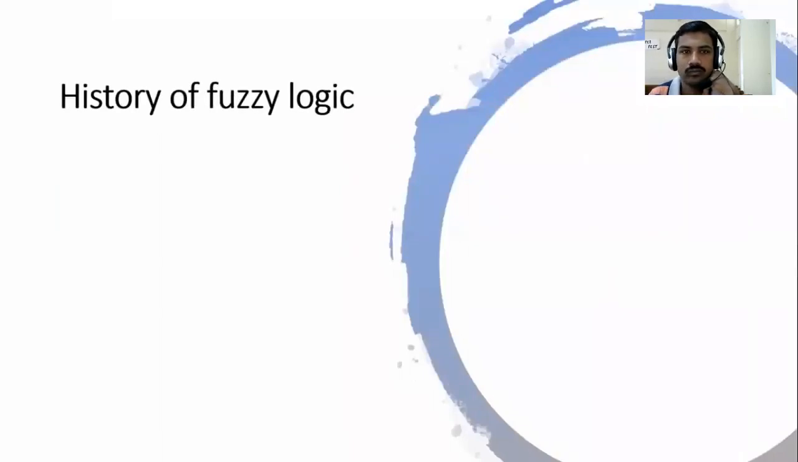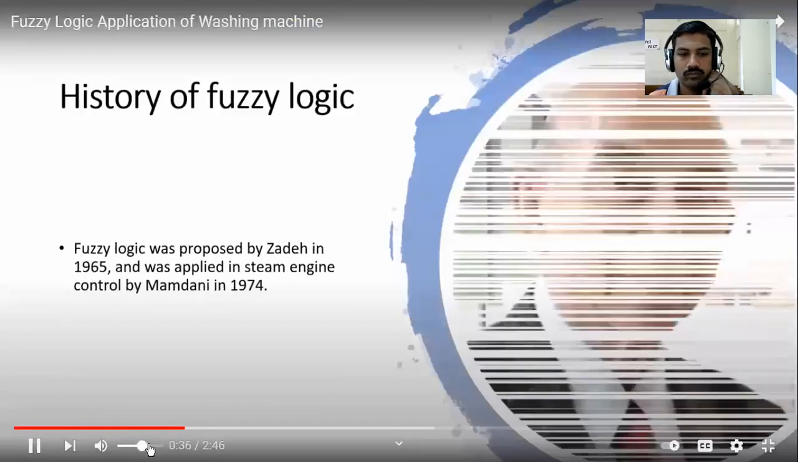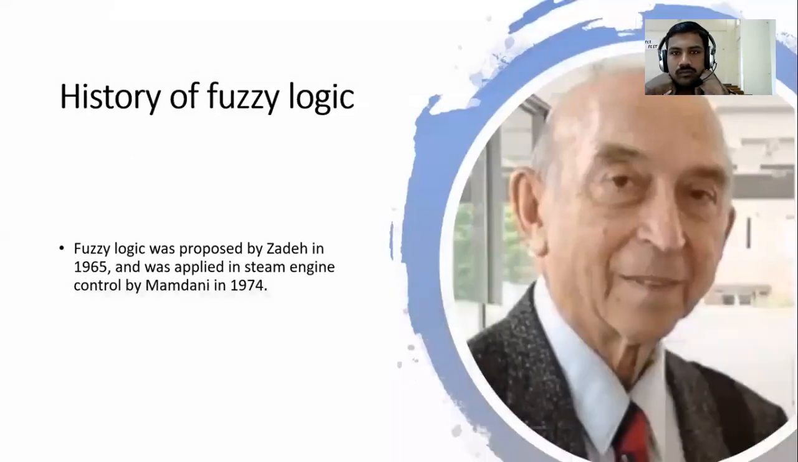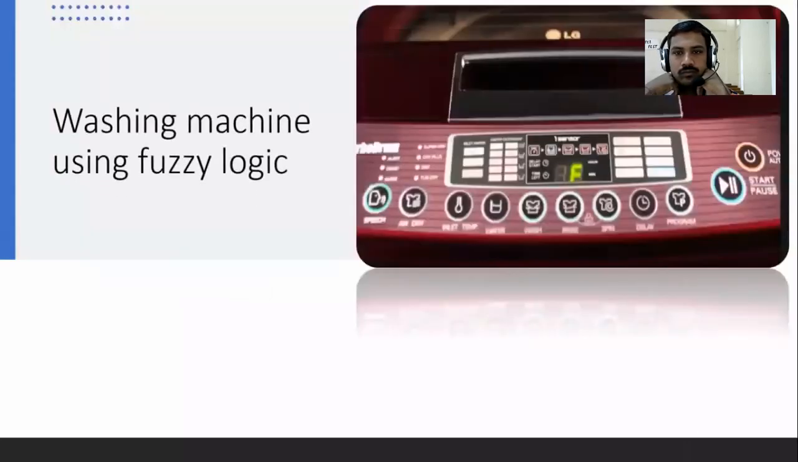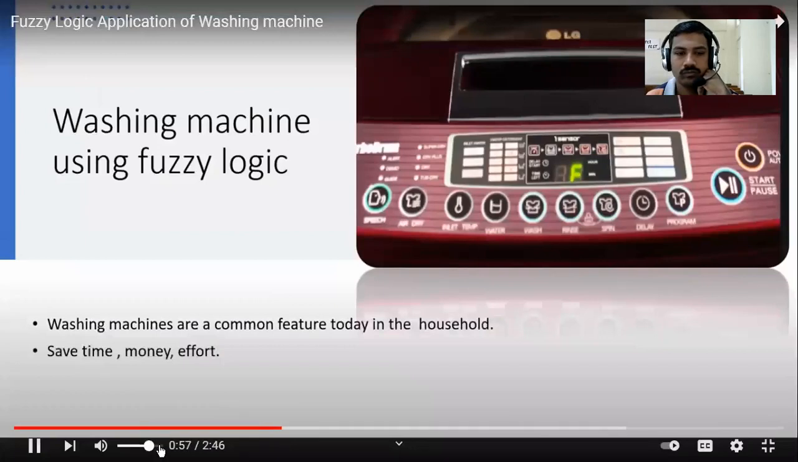The history of fuzzy logic: fuzzy logic was proposed by Zadeh in 1965, and it was applied in steam engine control by Mamdani in 1974. So, washing machine using fuzzy logic. Today, the washing machine is a common feature in the household. By fuzzy logic, we can save time and money and reduce human effort.